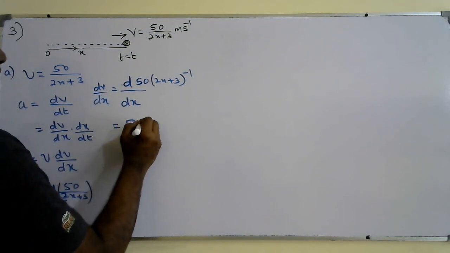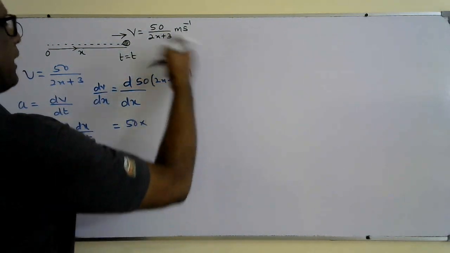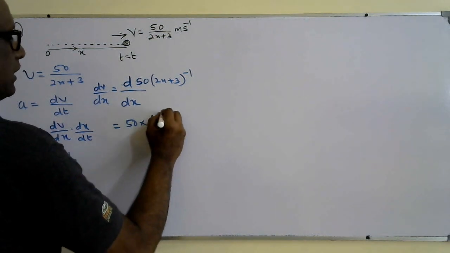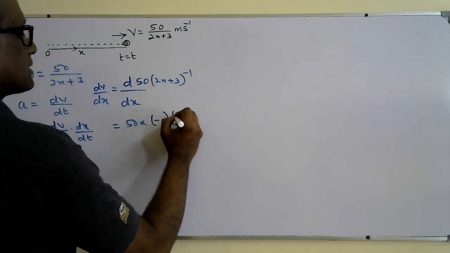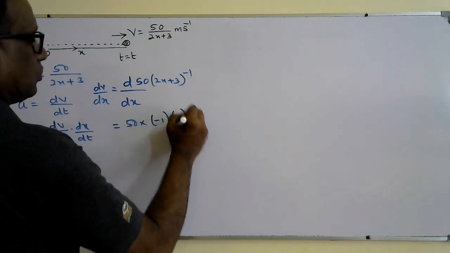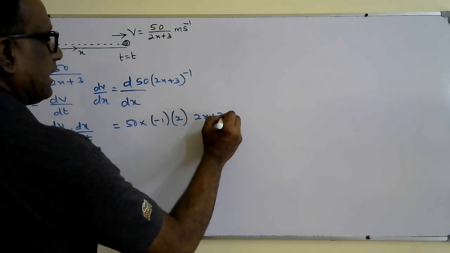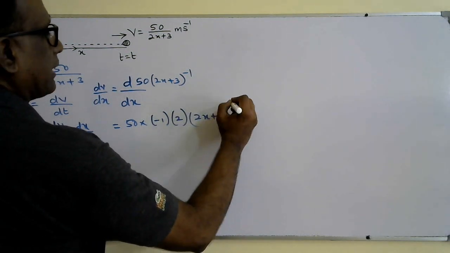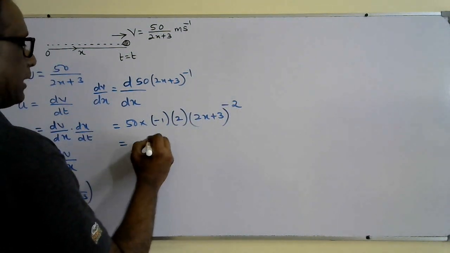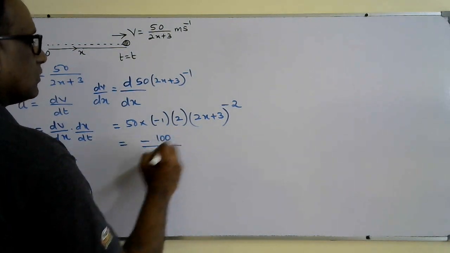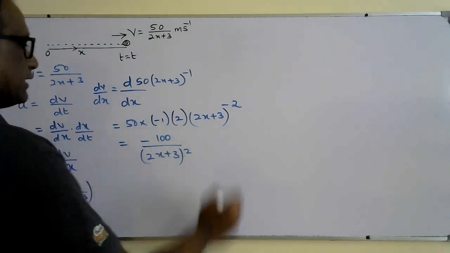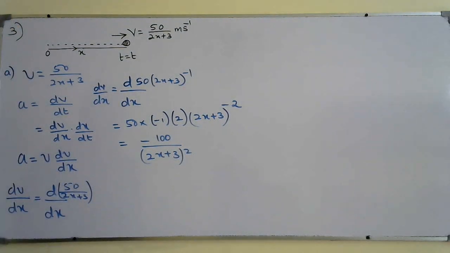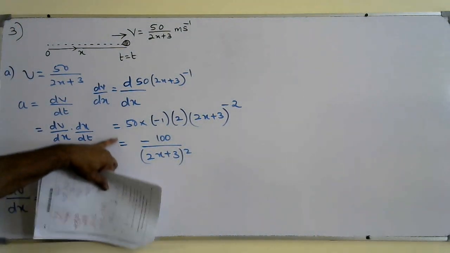So that is 50 into, when you differentiate this, minus 1 comes there. If you differentiate inside, 2x plus 3 will become 2, then 2x plus 3 to the power minus 2. So it's going to be minus 100 over 2x plus 3 squared. Okay, so dv over dx, I found it.